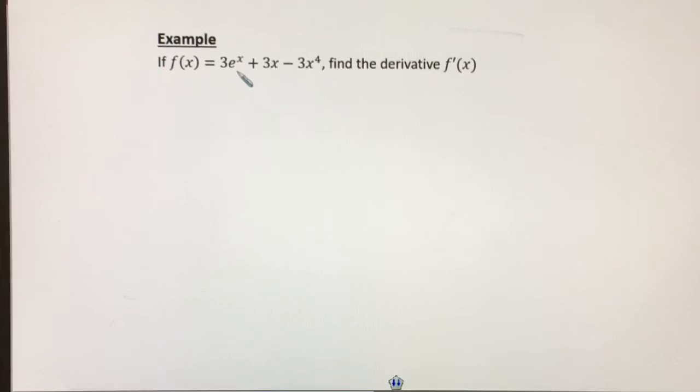The derivative of e to the x is e to the x. So that's going to be 3e to the x. It doesn't change. The derivative of 3x is just 3. And the derivative of negative 3x to the 4th, I do the power rule: I do 4 times 3. So that's going to be negative 12x, and then I subtract 1 from the exponent, to the third. For the final, what you have to realize is sometimes you're going to be doing the derivative, and sometimes you're going to be doing the antiderivative.